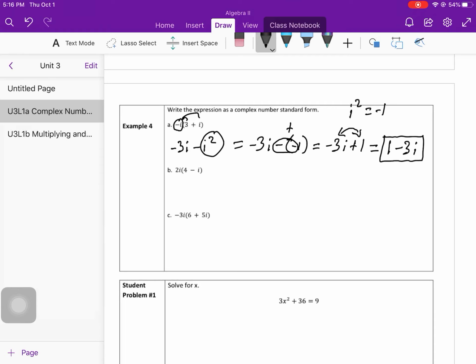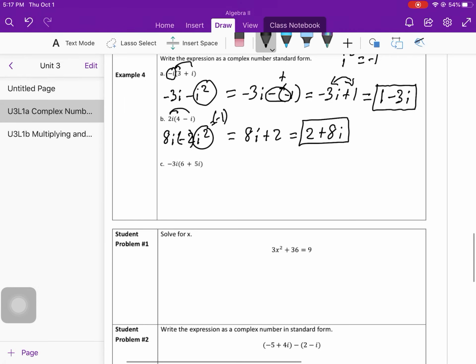Okay, let's do the same thing with part B. So distribute, we get 8i minus 2i squared. Remember that whenever you see i squared, that becomes -1. So what this equals then, 8i, and it's -2 times -1. When you multiply those, we get +2. Basically, it just changes the sign of the number there. So 8i plus 2 is the same as 2 plus 8i. We've got to make sure that the i part comes second. And on to the last one here.